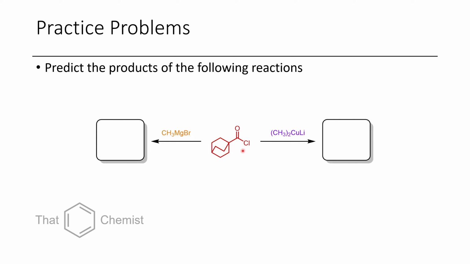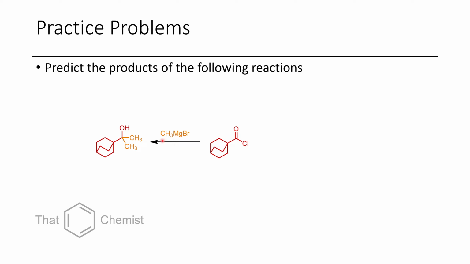In the next problem, we take this acyl chloride and we treat it with either methyl magnesium bromide or this dimethyl lithium cuprate. Because Grignard reagents are very reactive, it will react twice, first with the acyl chloride, then the intermediate ketone, affording this tertiary alcohol product. However, when we treat the same acyl chloride with dimethyl lithium cuprate, because cuprates are soft electrophiles, we'll only get the ketone and it'll stop reacting.